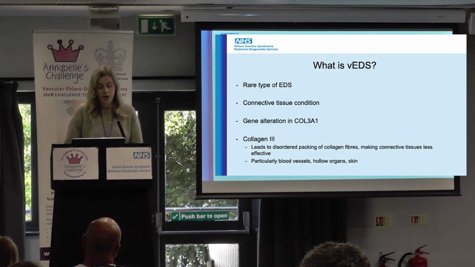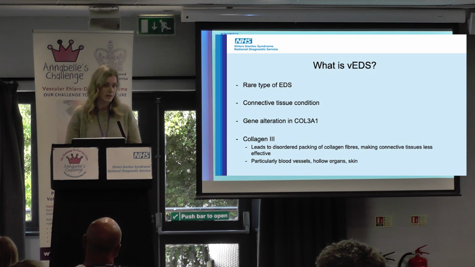So as we all know, vascular EDS is a rare type of EDS. It's a connective tissue condition, and it's caused by a gene alteration in COL3A1, as Duncan has just nicely described. It leads to an altered type 3 collagen protein, which in turn leads to disordered packing of collagen fibres, making connective tissues essentially less effective. And this particularly affects the blood vessels, hollow organs, mainly the bowel, and the skin.